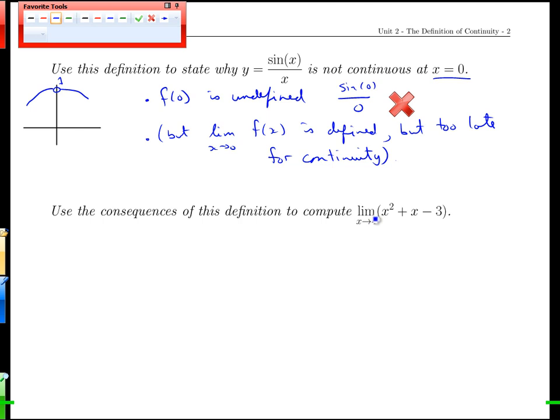Another thing we can do, and we're going to do this a lot, quite frankly, when it comes to studying limits, is let's take a look at the limit as x goes to 4 of x squared plus x minus 3. So this is simply a quadratic polynomial. And we know that polynomials are continuous everywhere.